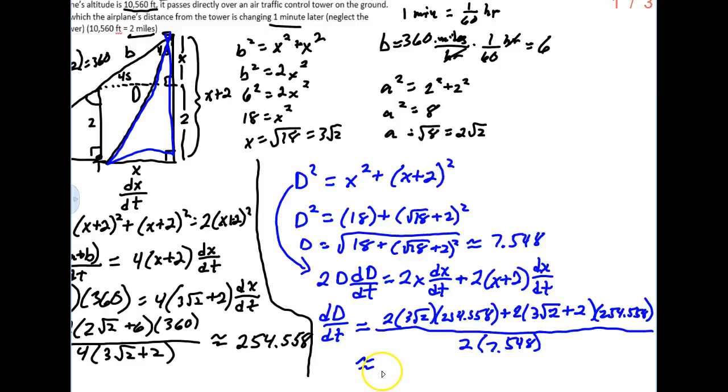So the calculated value of dd/dt is 353.624. And depending on rounding, maybe that number will vary a little bit. All right. But the units, well, this is a distance that is changing. And so we would say that this is in miles per hour.